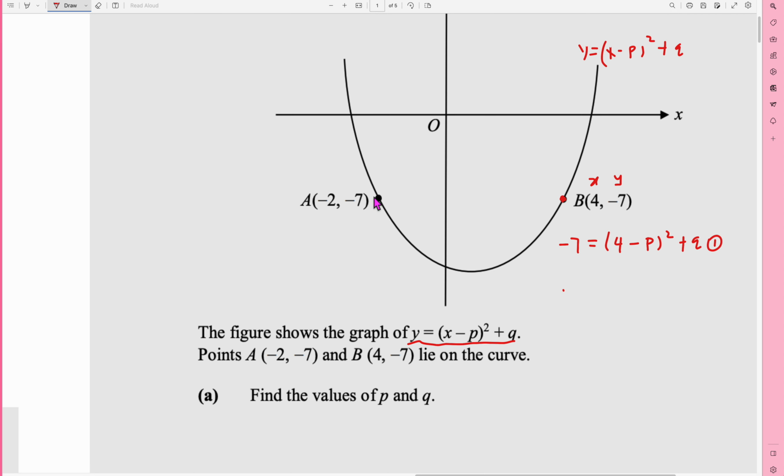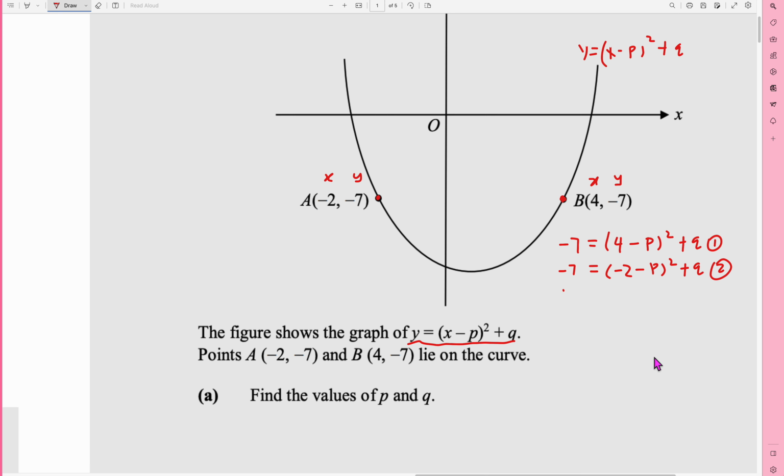Next, you have a second point A, right? So that means you sub this into this. This is your x, this is your y. So your y is equal to -7 and your x is equal to -2. So you put it in. This is your second equation. Are you clear?